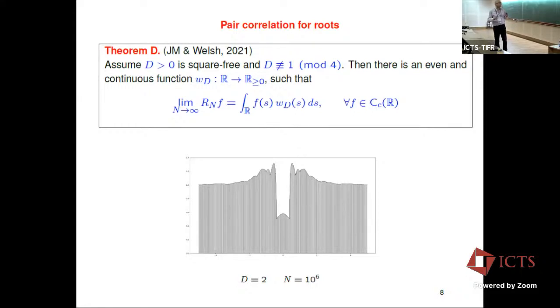So in this theorem, we prove that if D is not congruent to 1 mod 4, there is a continuous limiting density, W_D, so that the 2-point function of our roots converges to W_D. It's a continuous function, and you see it here. It's the black curve.